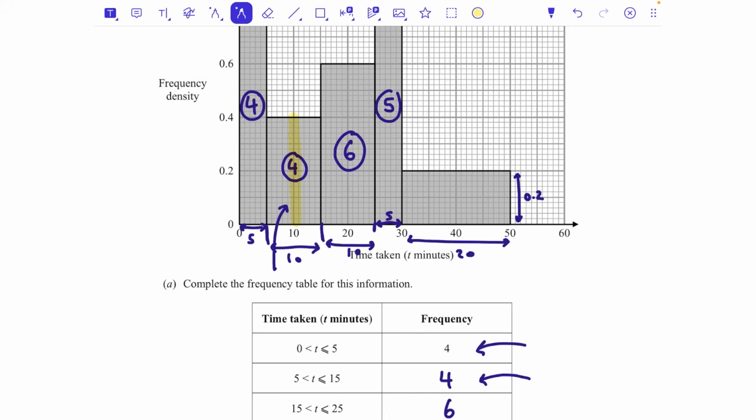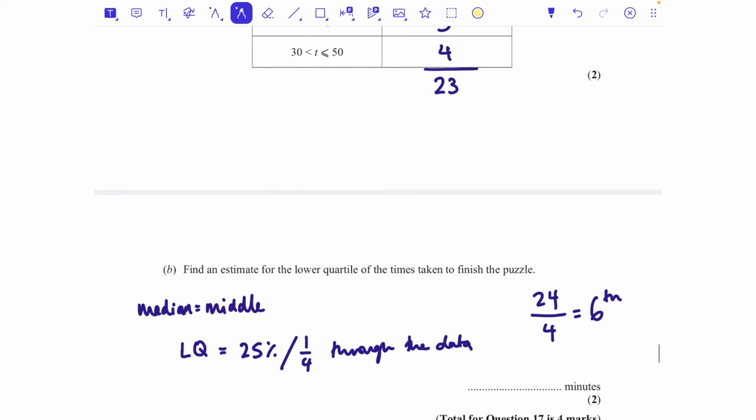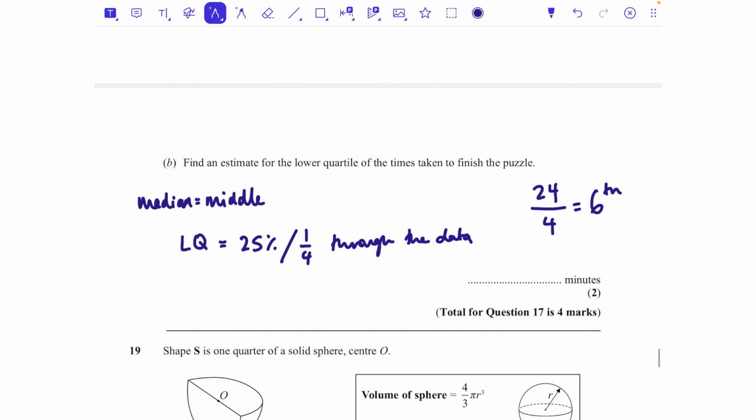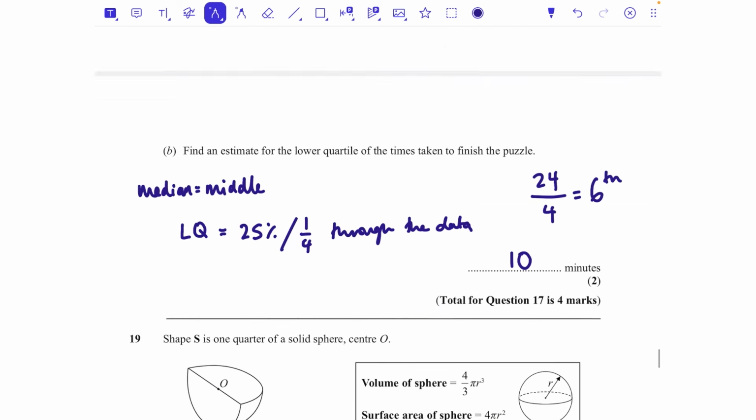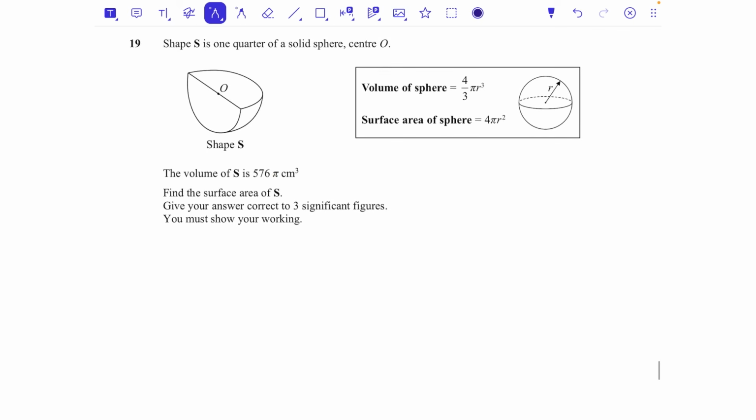So if the category goes from 5 minutes to 15, we're going to say that that person took 10 seconds, and that's going to be our guess for the lower quartile. Or 10 minutes, sorry, I didn't realise it was in minutes. There we go, quite tricky that. I've only really seen that come up very rarely, so hopefully that makes some sense, and don't worry if it doesn't. Question number 19. Shape S is 1/4 of a solid sphere, centre O.